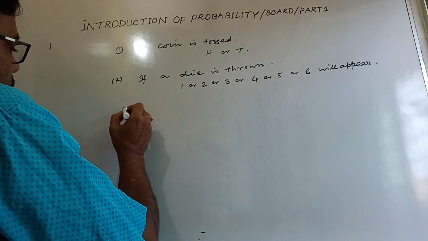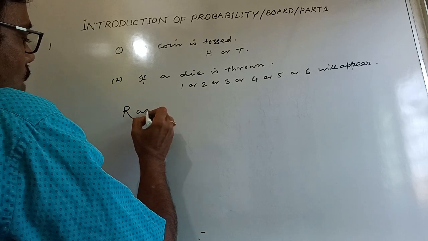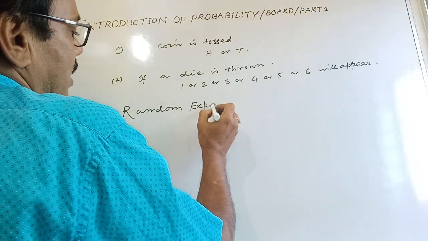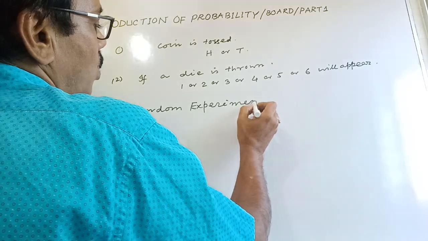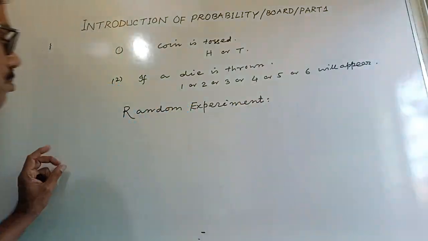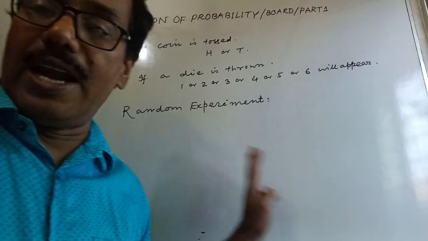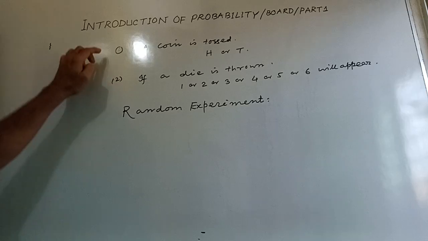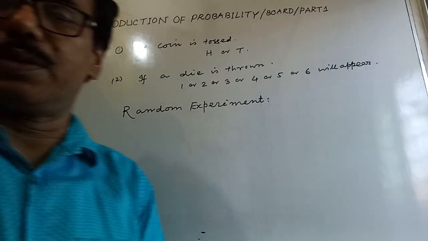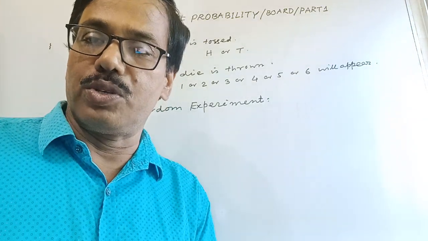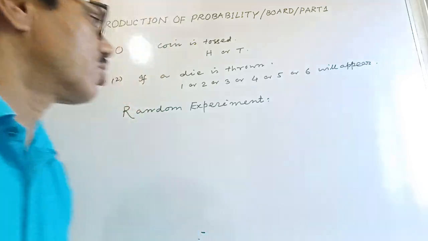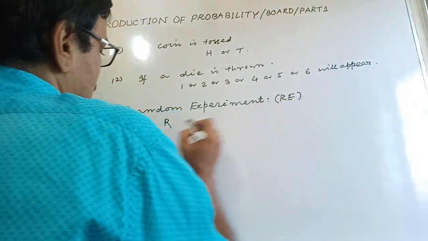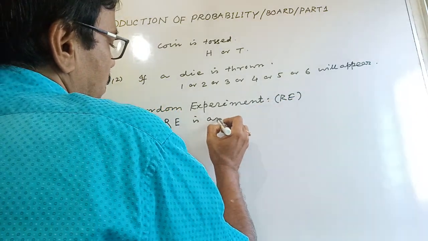So the first term is random experiment. We need some basic concepts to give the definition of probability. What is a random experiment? A random experiment is an experiment whose result depends on chance.